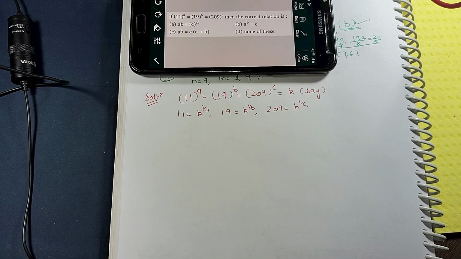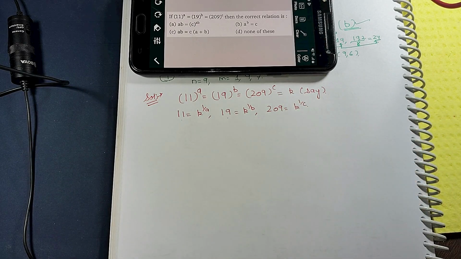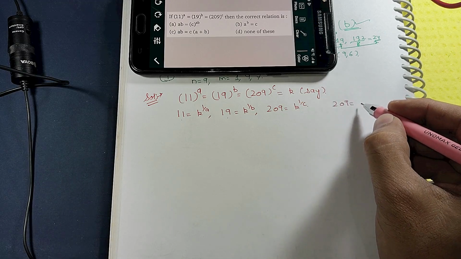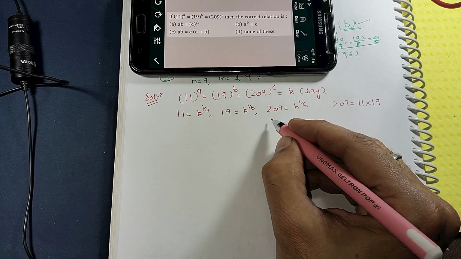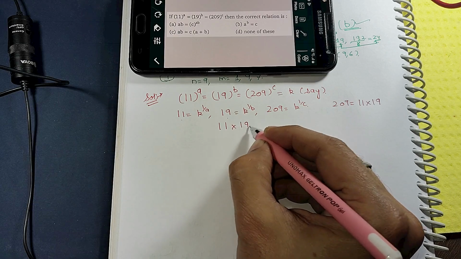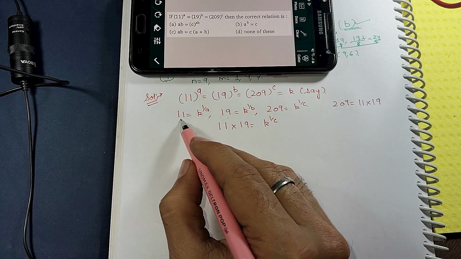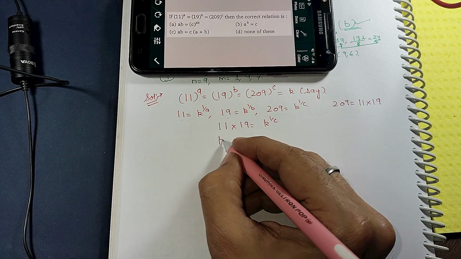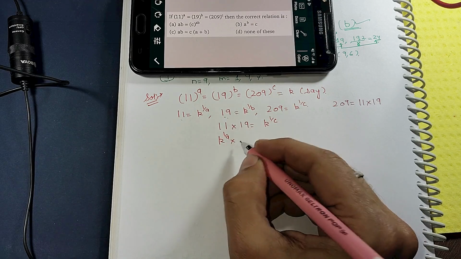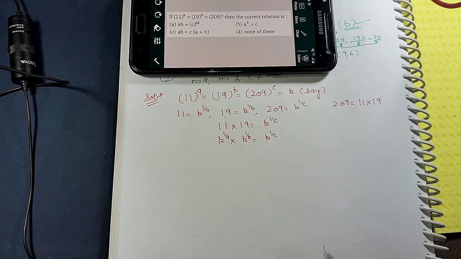Fine. Now if I factorize 209, since these are prime numbers, they can't be factorized further. Now 209 is equal to 11 into 19. So I can write 11 multiplied by 19 is equal to K raised to power 1 by C. Now since 11 is equal to K raised to power 1 by A, I will write in place of 11 K raised to power 1 by A, multiplied by, in place of 19, K raised to power 1 by B, is equal to K raised to power 1 by C.